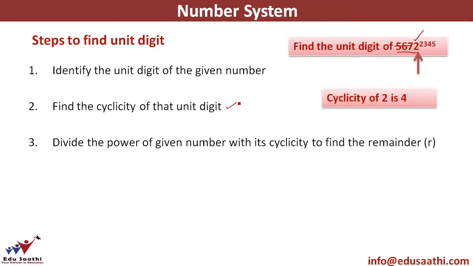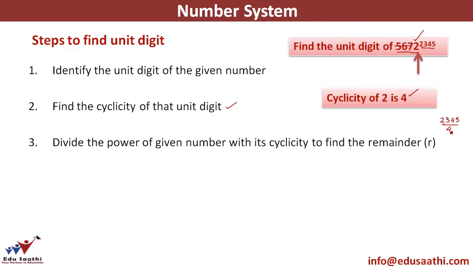The third step would be to divide the power of the given number by its cyclicity to find out the remainder. So what is the power that I have? 2345. I will divide that power with the cyclicity. What is the cyclicity of 2? It is 4. Divide the power with 4 to find out the remainder. So instead of dividing 2345 with 4 to find out the remainder, I would apply the divisibility rules. You have already learned the divisibility rules.